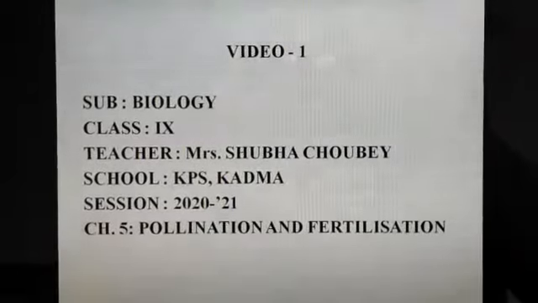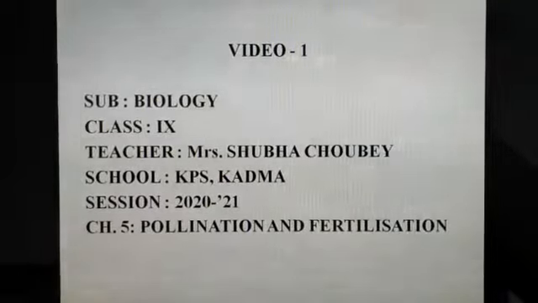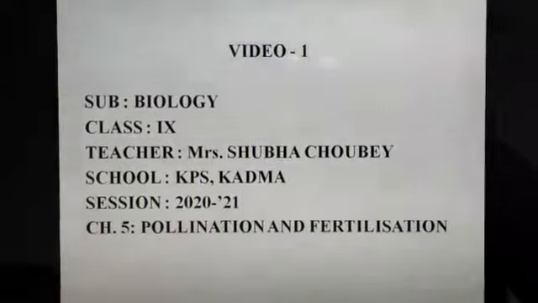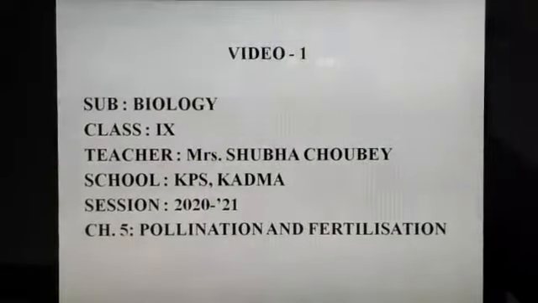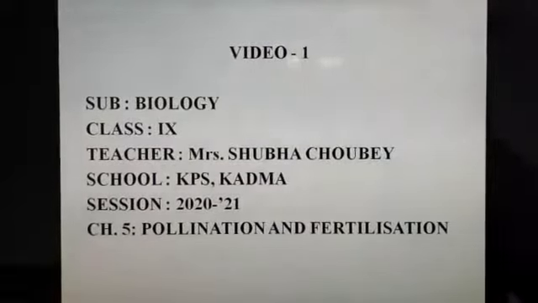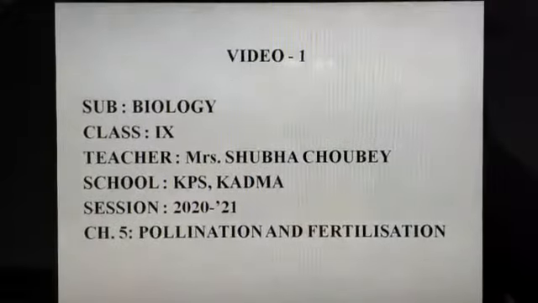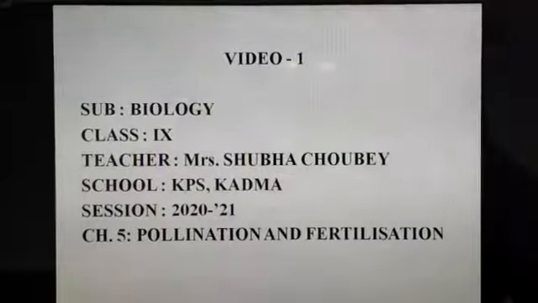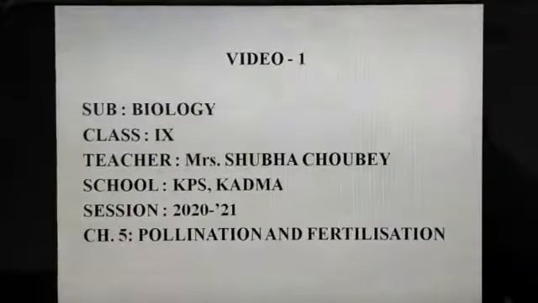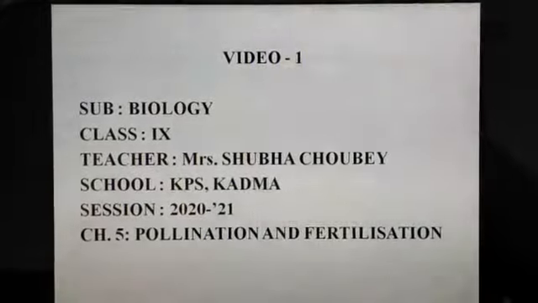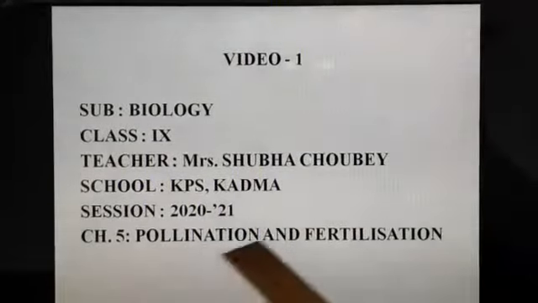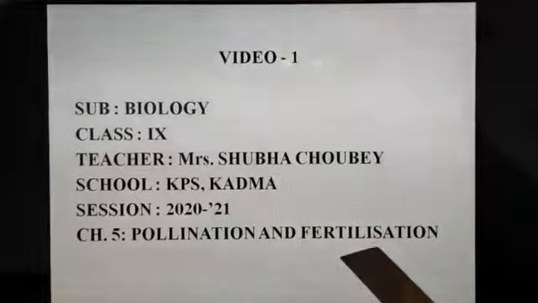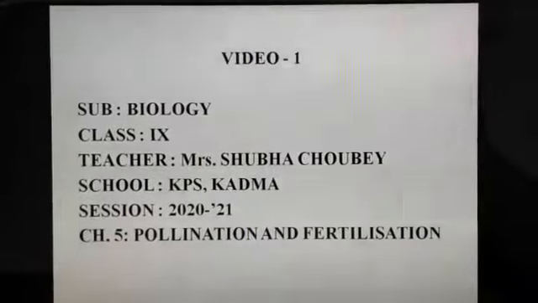This is the first video of chapter 5, Pollination and Fertilization. In chapter 4, you had studied about the structure of flower in detail. Since flower is the reproductive part of a plant, we need to now learn about the entire process of reproduction. To understand the process, we need to understand the two steps of it, pollination and fertilization. In this video, I am going to talk to you about pollination.